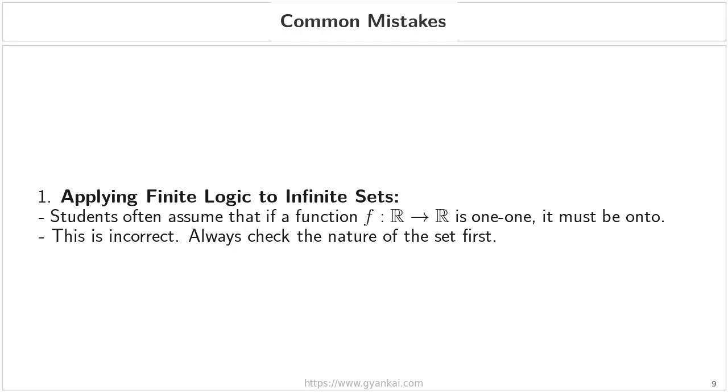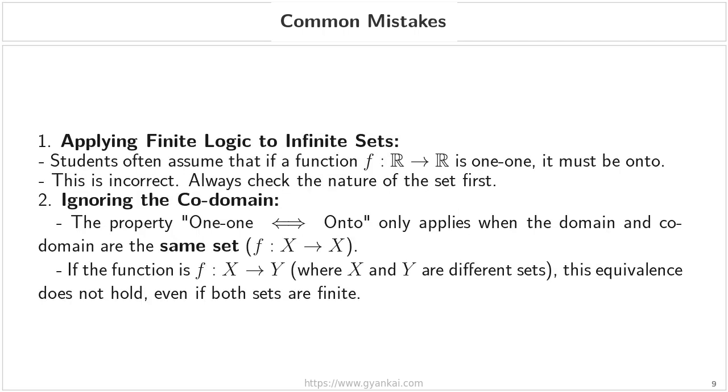A common mistake is assuming that if a function from the set of real numbers to the set of real numbers is 1-1, it must automatically be onto. As we saw in our previous examples with natural numbers, this is simply not true for infinite sets. Always start by identifying whether your set is finite or infinite before making any assumptions about the relationship between injectivity and surjectivity. Second, do not ignore the codomain.